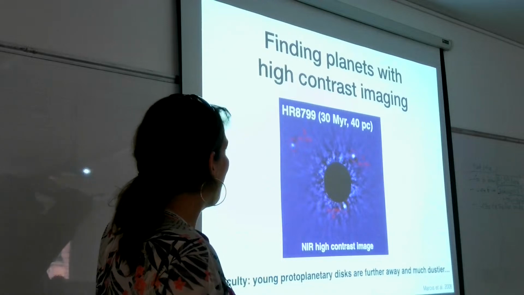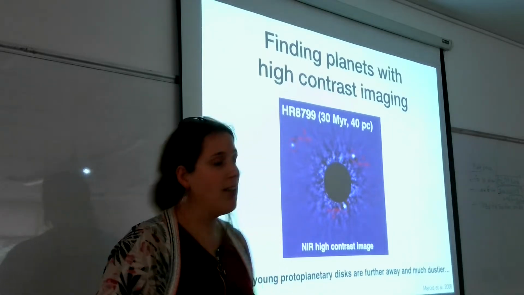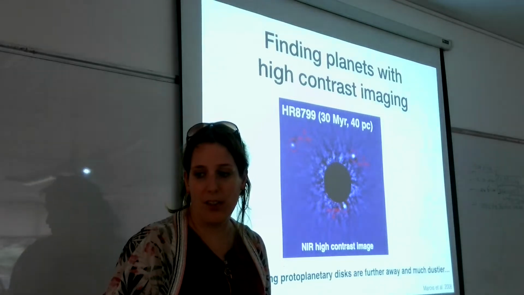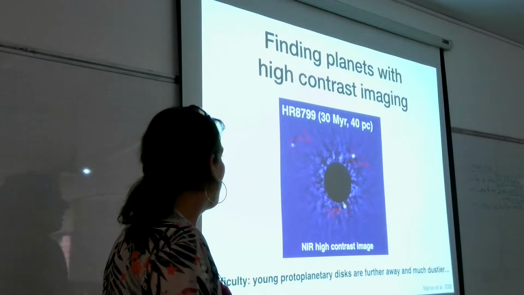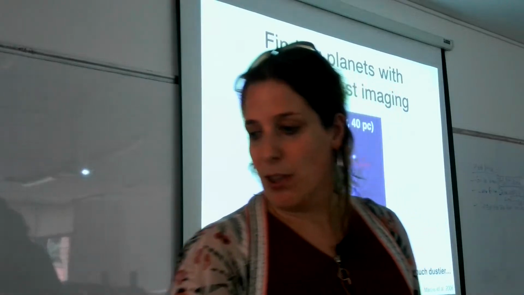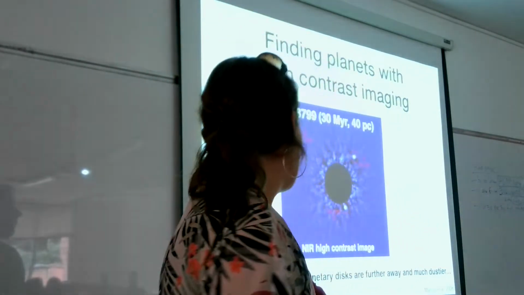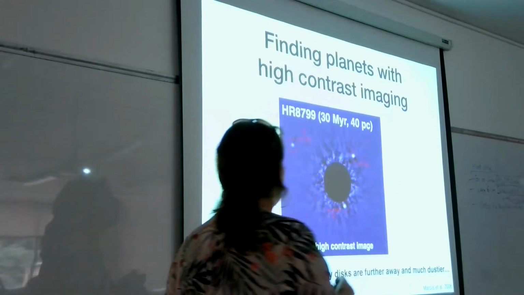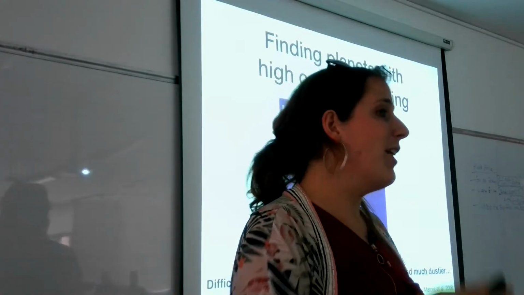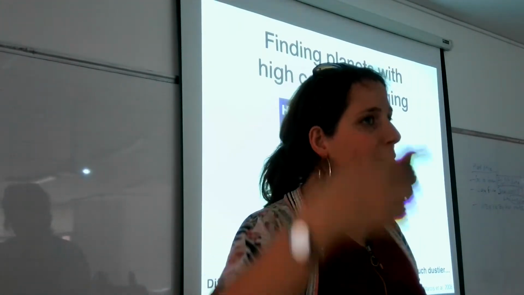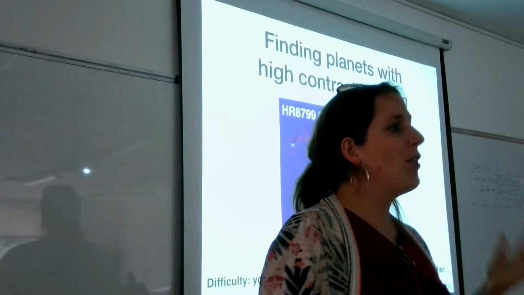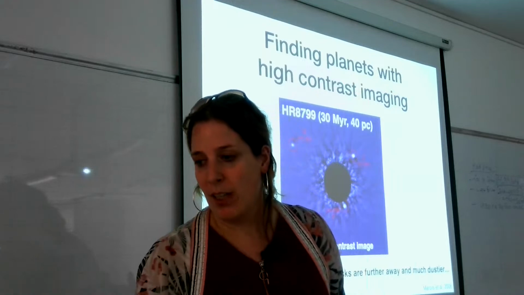This technique was first applied in this system, HR 8799. This is actually not a protoplanetary disk. It's already more than 30 mega years old. But Marel was able to find planets with this technique for the first time. The fact that this system is only 40 parsecs away makes it a bit easier as well. Most of the protoplanetary disks that we know, the transition disks that we know, are further away. They're dustier because they're part of this cloud, and that makes it much harder to do anything in the optical.